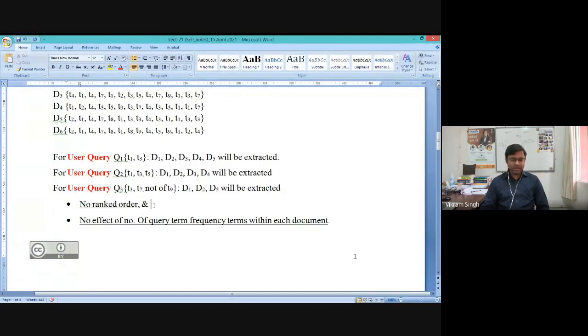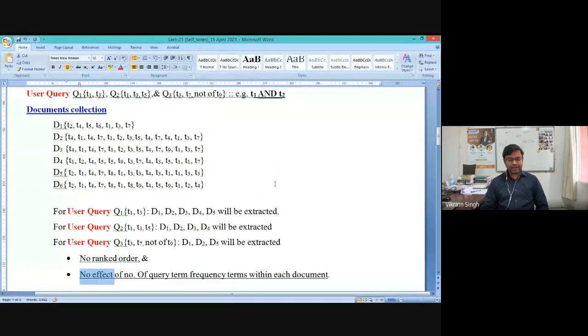That is too obvious. Second, it does not have any effect on the query term frequency within each document. In a particular document, we observe more than one presence of a query term, or even pairs of query terms appearing more than once, but we do not consider these occurrences for any kind of ranking or rearrangement. It does not have any effect, which is not good.